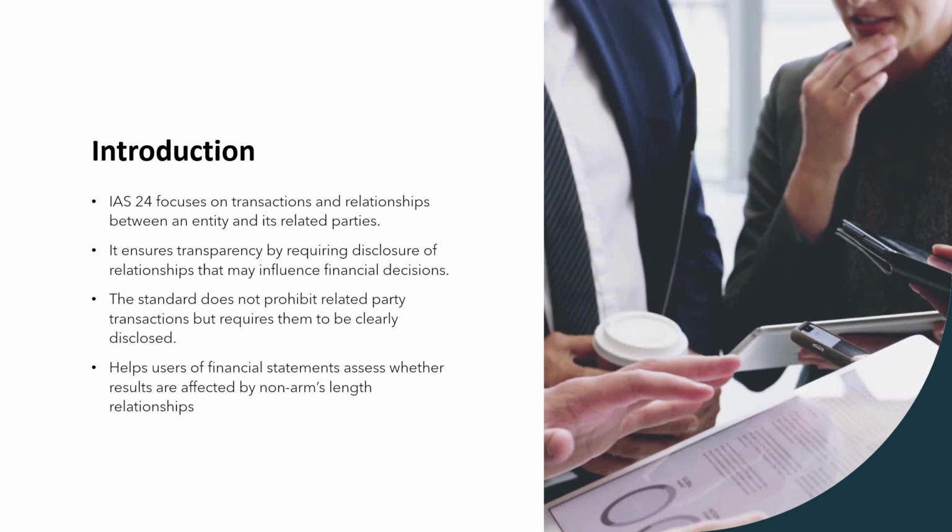IAS 24 mainly deals with transparency in financial reporting. It focuses on relationships and transactions between a company and parties that are closely connected to it, such as owners, management, or group companies. The key point to remember is that IAS 24 does not stop companies from entering into related party transactions. Instead, it ensures that these transactions are clearly disclosed so users of financial statements are aware of any possible influence on a company's performance or position.